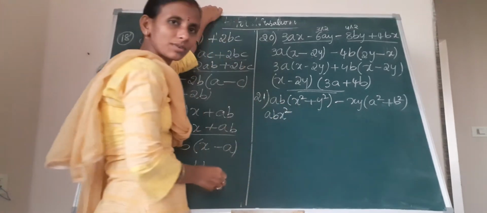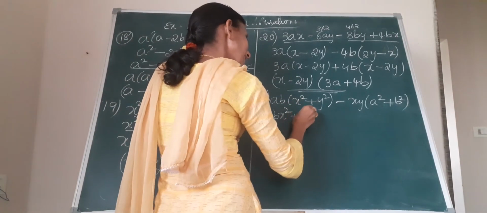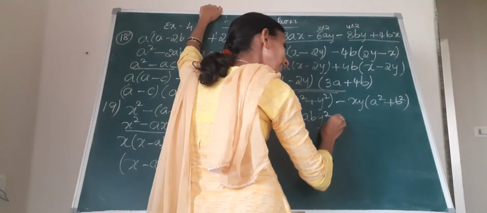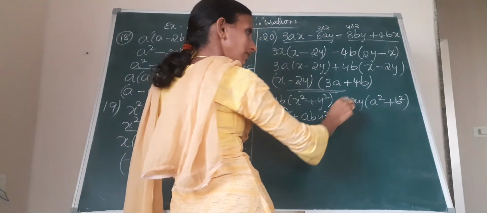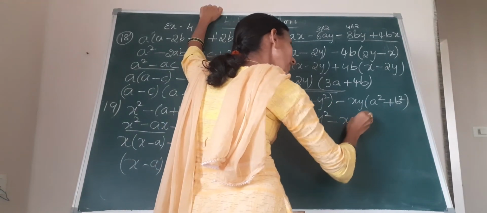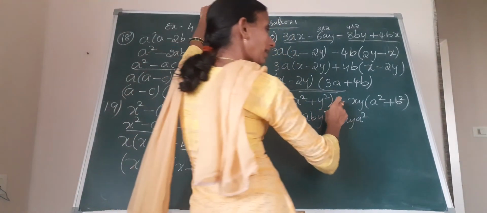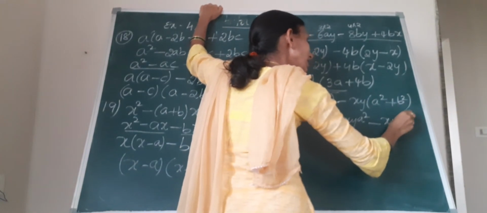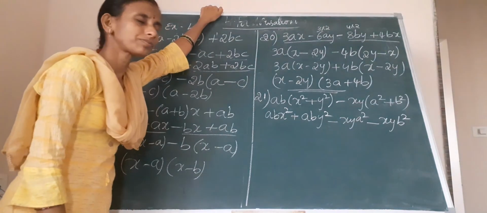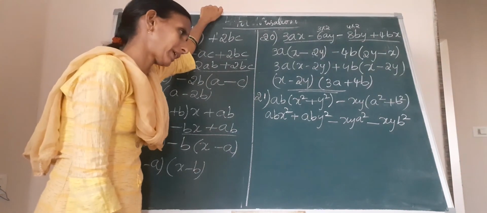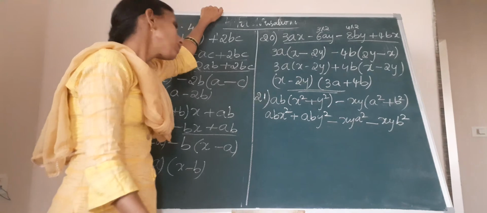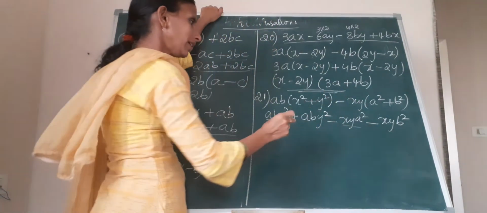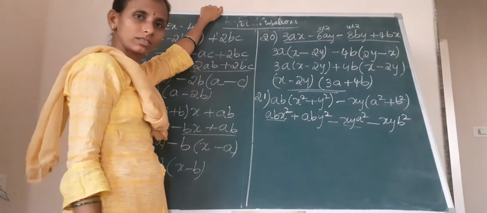ab x square plus ab y square. Minus into plus is minus xy a square, plus into minus is minus xy b square. Now we have to make a grouping. How do we make grouping? We will take this and this as one group and these two terms as another group.